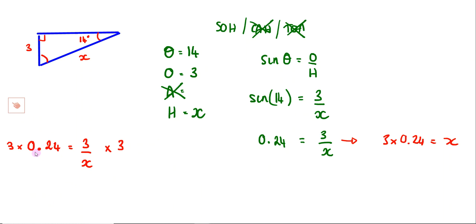Because, so this one's fine. Can you do 3 times 0.24 for me? What'd you get? 0.72. 0.72. So that would be fine. It'd be useful. But what appears on this side? Well, 3 lots of 3 divided by x is actually 9 divided by x, which is not what I want. Okay? It's not what I want.